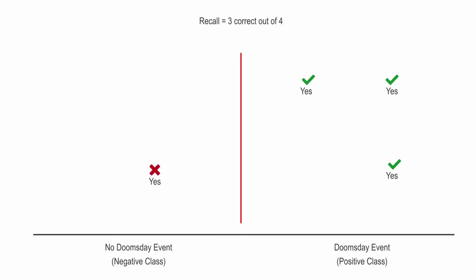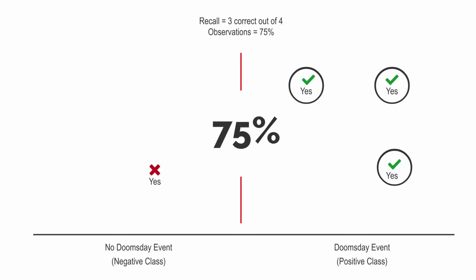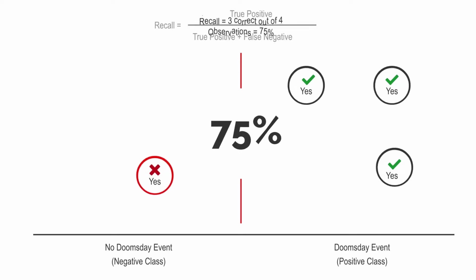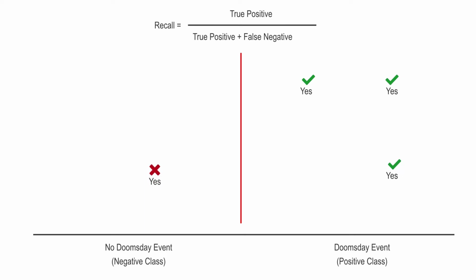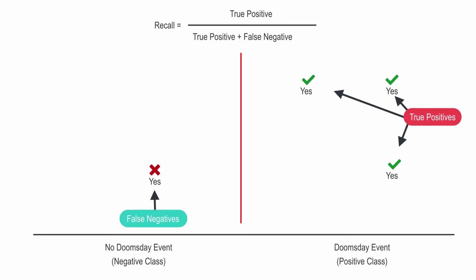It looks at how many true positives there are out of all the predictions for the positive class. Recall looks at all the actual doomsday events that occurred. In this case, the model got 3 correct out of 4, giving a score of 75%. So Captain Verisant was able to stop 3 doomsday events and was scrambling to save us from 1 event. The formula for recall looks like this. It looks at how many true positives there are out of all the actual positives or doomsday events that occurred.